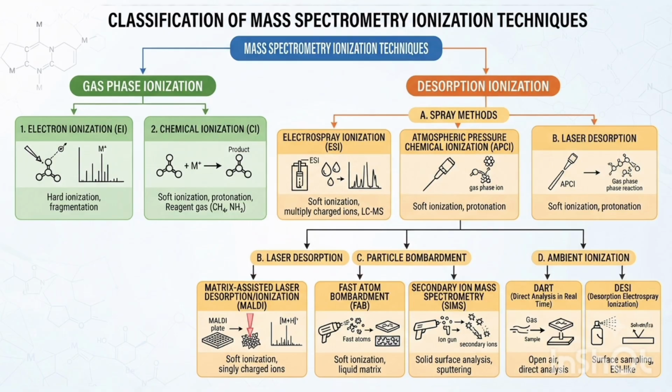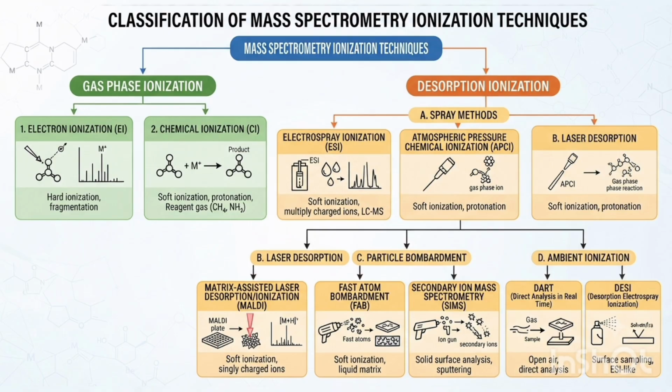Let's quickly revise today's entire class. First, ionization converts neutral molecules into ions. Second, ions are necessary because mass spectrometers measure the m/z ratio of charged species. Third, ionization methods can broadly be considered hard or soft. Electron ionization, EI, is a hard ionization technique. It normally uses approximately 70 electron volt electrons, produces a molecular radical cation and causes extensive fragmentation. Therefore, EI provides excellent structural information and reproducible fingerprint spectra.